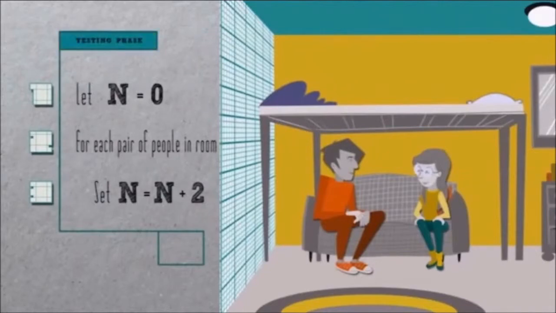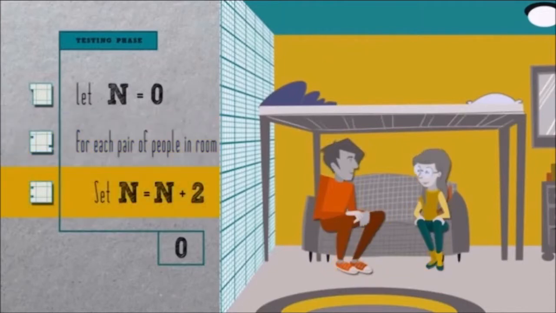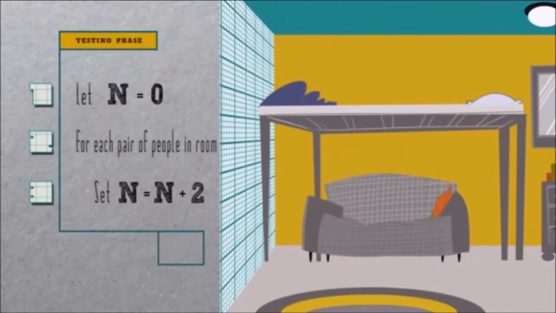Let's see. Does it work if there are two people in the room? In line 1, we initialize n to 0. For that one pair of people, we then increment n by 2. And so by this algorithm's end, n is 2, which indeed matches the number of people in the room. Suppose next that there are 0 people in the room. In line 1, we initialize n to 0. As before, line 3 doesn't execute at all since there aren't any pairs of people in the room. And so n remains 0, which indeed matches the number of people in the room.